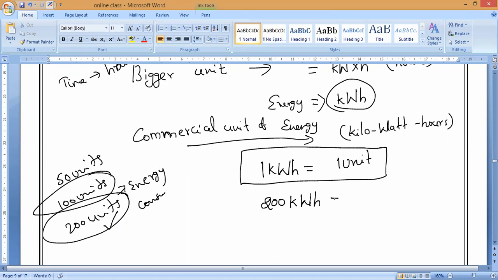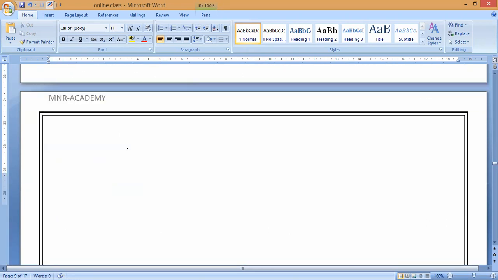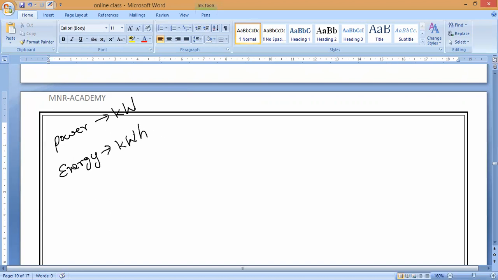Everybody? So 200 kilowatt hour is equal to how many units, guys? 200 units. That is what you have to understand. Now be very careful. The unit of power is kilowatt. What is the unit of energy? Kilowatt hour. That is the difference. Both are not the same. Be very careful: the power unit is kilowatt and the energy unit is kilowatt hours.